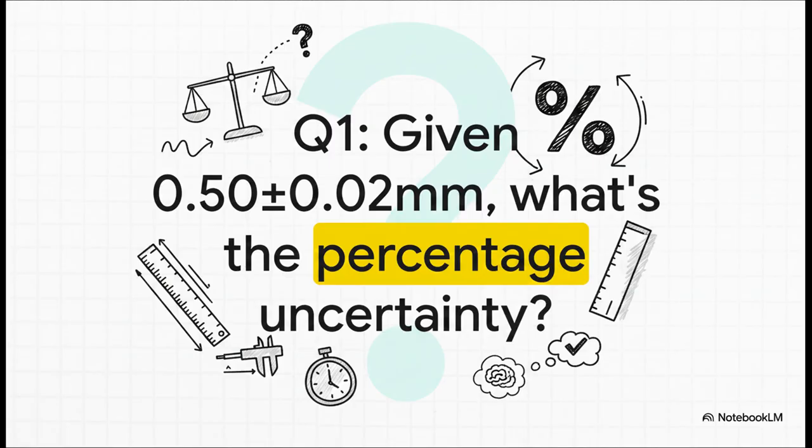All right, here's our first problem. We're given a measurement, right? 0.50 millimeters plus or minus 0.02. That's our absolute uncertainty. And the question is, what's the percentage uncertainty? Feel free to pause right here and give it a shot yourself before we walk through it together.